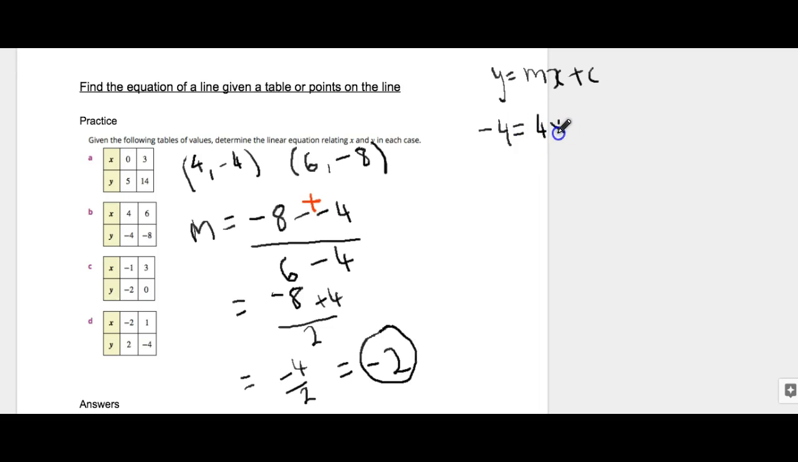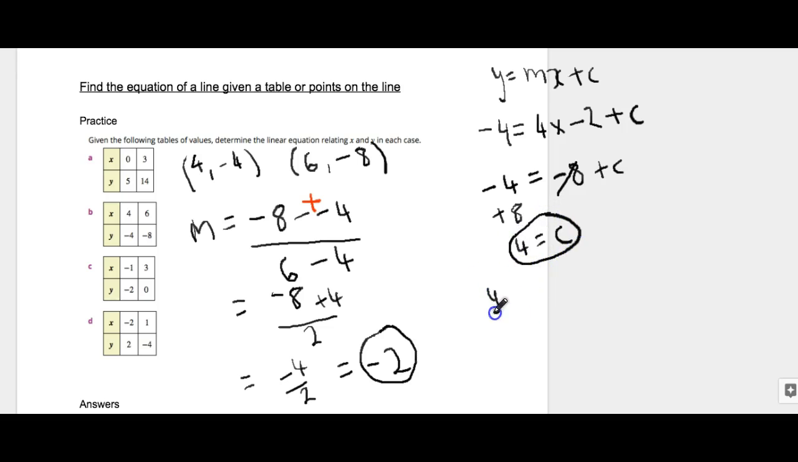-4 equals 4 times -2 plus c. You'll see I actually wrote the m and the x around the other way. It doesn't make any difference. So I'm sorry if I confused you there. As long as you've got -8 there, it's fine. All right, so to cancel out that -8, we add 8 to this side. So that is equal to 4. So c is equal to 4. And I'll circle that so we don't get confused.